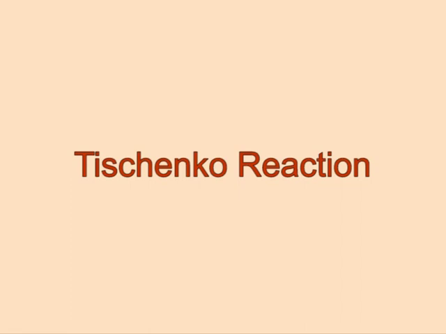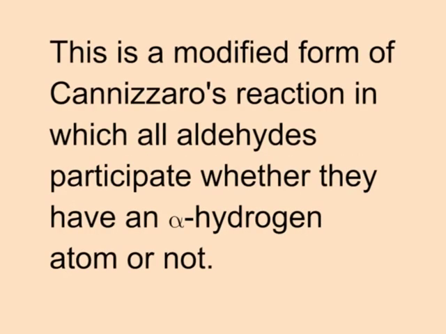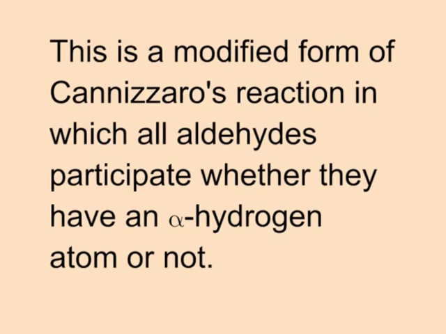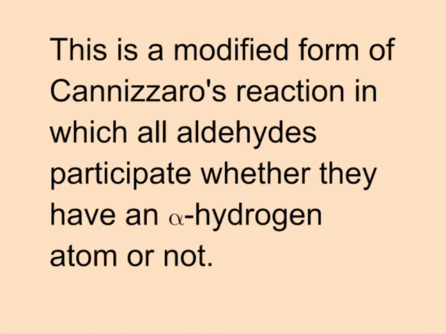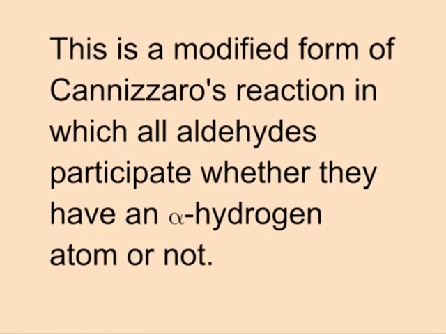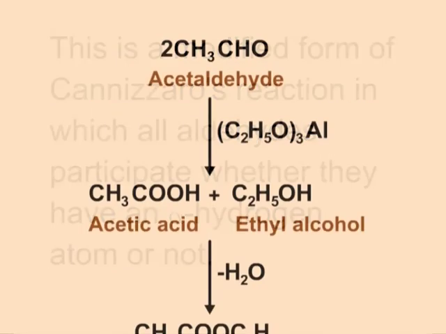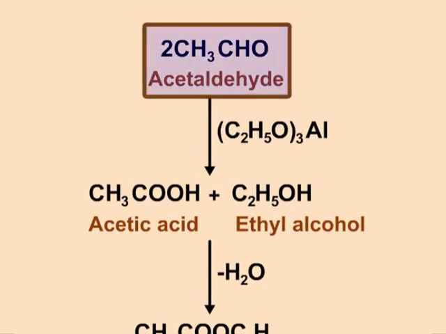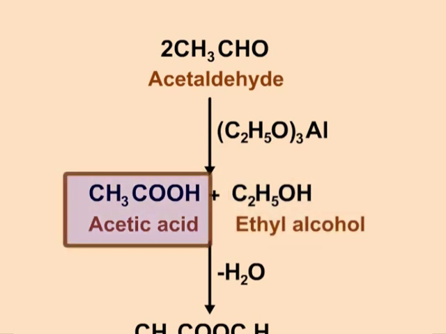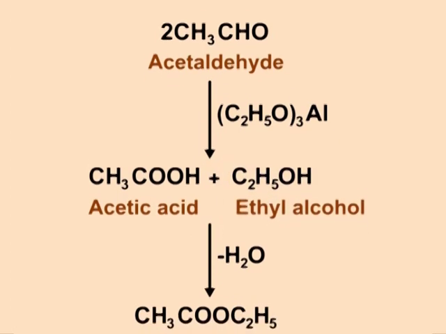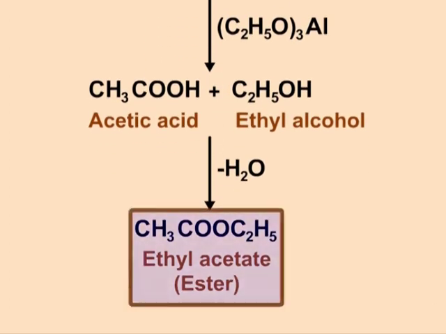Tishchenko reaction. This is a modified form of Cannizzaro reaction in which all aldehydes participate, whether they have an alpha hydrogen atom or not. Two molecules of acetaldehyde combine in the presence of aluminium ethoxide to form acetic acid and ethyl alcohol. This acetic acid and ethyl alcohol combine to give ethyl acetate.